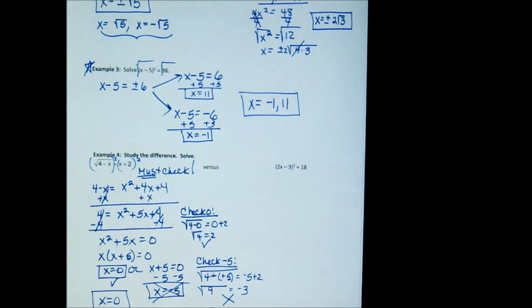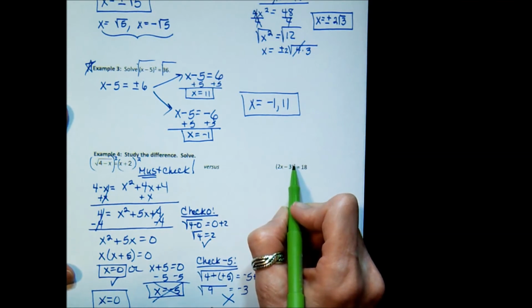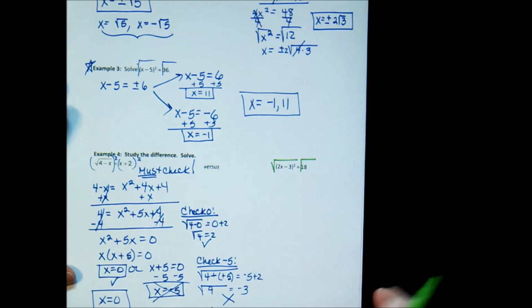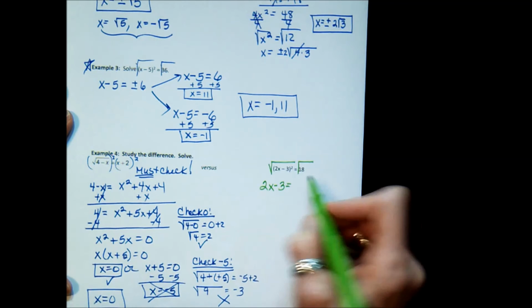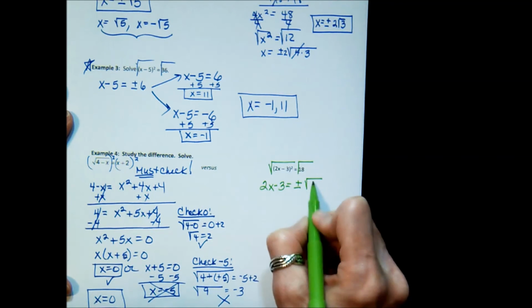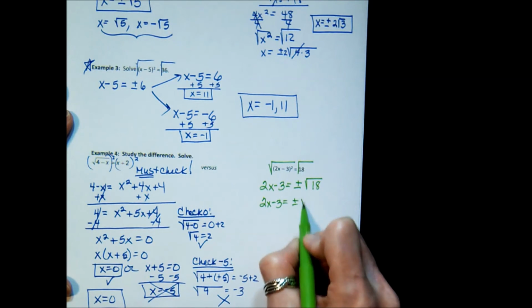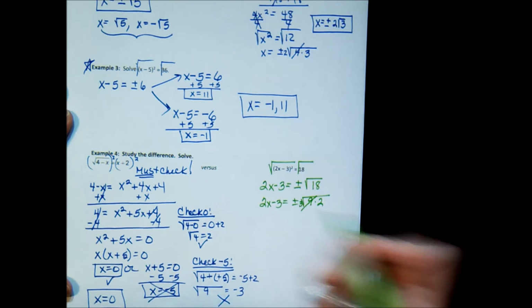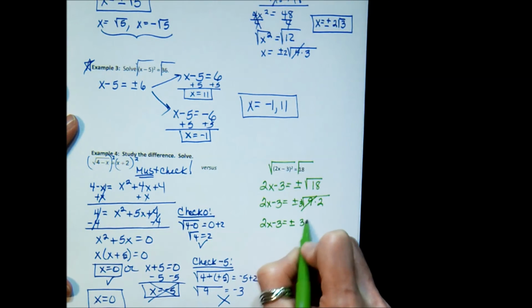Now let's contrast that with this kind. Rather than seeing a radical, you see something that's been squared. It's been isolated, so to undo that, we take the square root of both sides. The square root of this is 2x minus 3. Square root of this is plus or minus the square root of 18. So 2x minus 3 equals plus or minus square root of, I'm going to break this down. I'm going to pull out the 3, and I have 2x minus 3 equals plus or minus 3 radical 2.